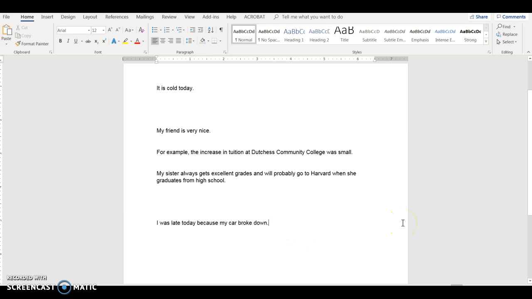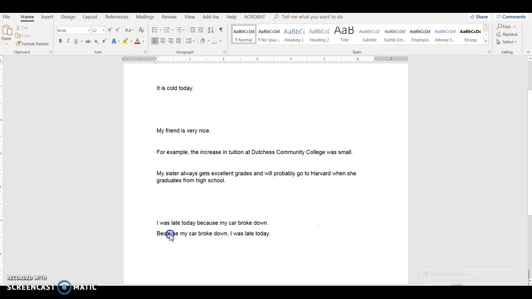Now I can reverse the order of the clauses. I could start with a dependent clause, and then finish with an independent clause. And if I do that, then I put a comma here. Is it okay to replace that comma with a period? "Because my car broke down." Period. "I was late today." Period. Is that okay? If you said no, you're correct again. Remember, because my car broke down is a fragment.